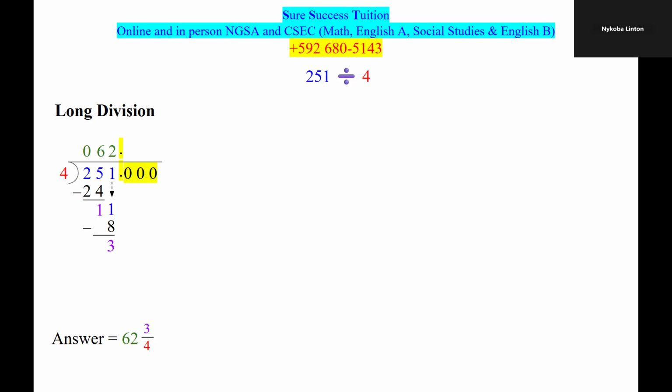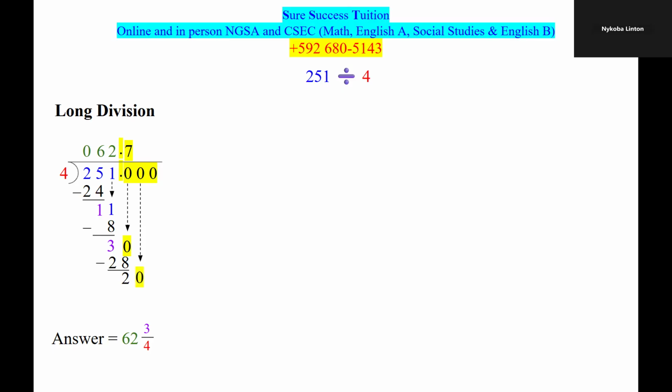Add a few zeros. Bring down the 0. Divide as normal. 4 into 30 will give us how much? That will give us 7. 7 multiplied by 4, 28. Let's subtract. We'll have 2.